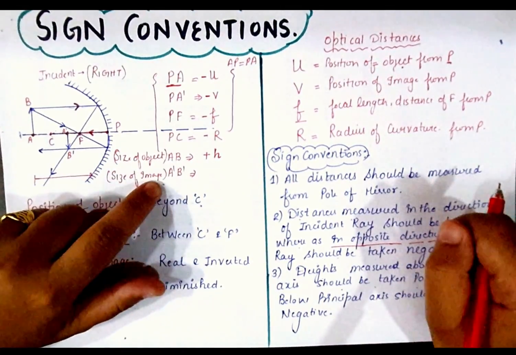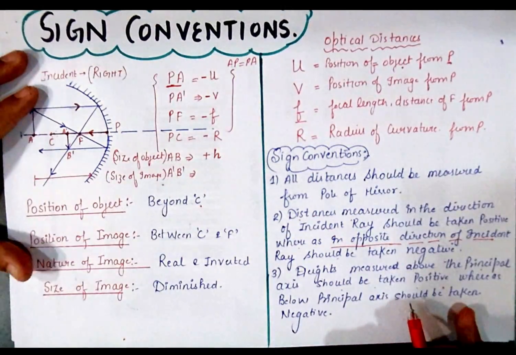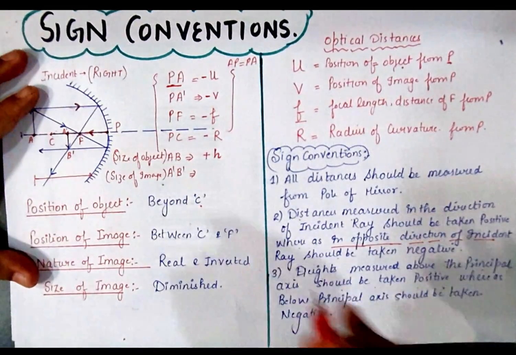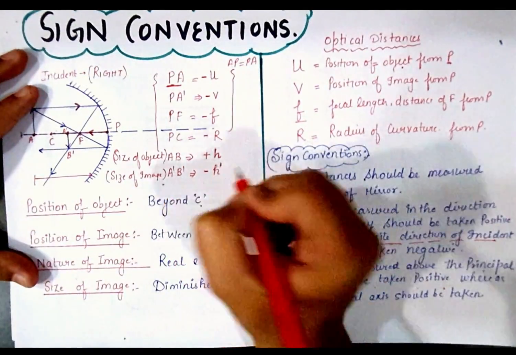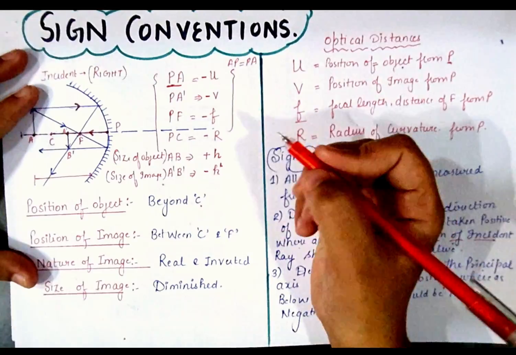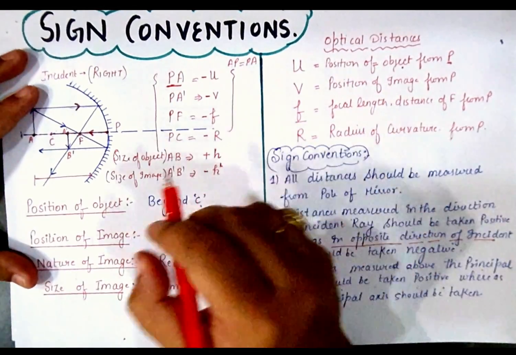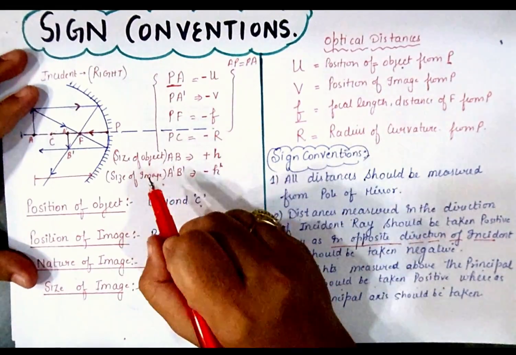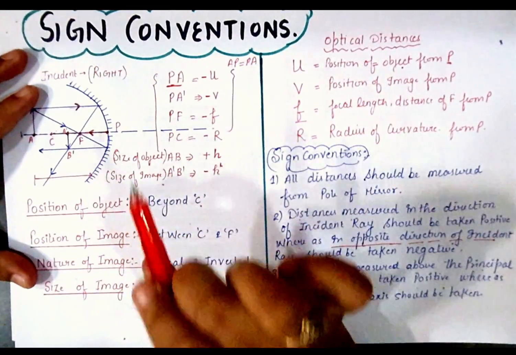Similarly, the size of the image. See, it is below the principal axis, and according to my sign convention, below the principal axis it should be taken negative. So A dash B dash will be minus H dash. So I will mention H dash here. From now onwards, when we need to attempt numerical questions, we can label the size of the object with H and the size of the image with H dash, and we can easily apply the sign convention.